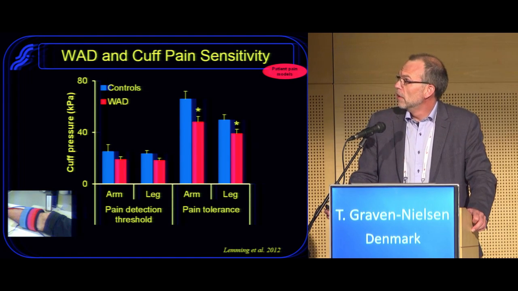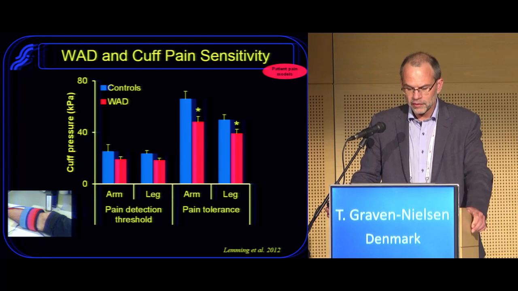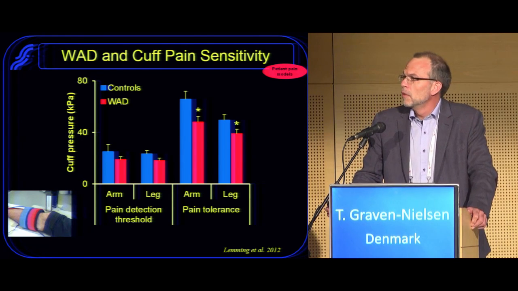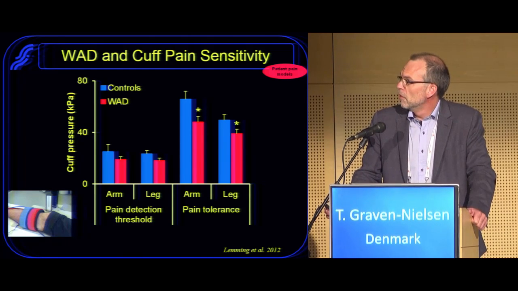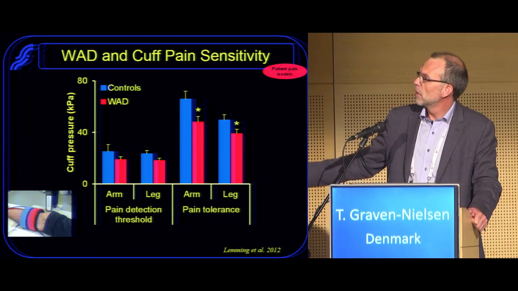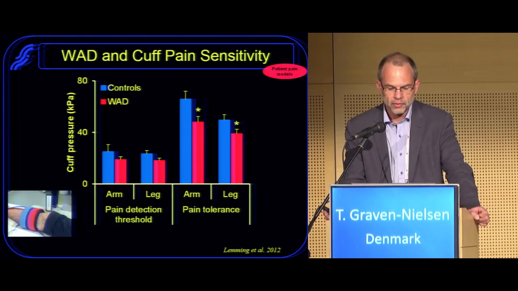Also in whiplash-associated disorder patients, we had similar findings. This is a study done together with Professor Gerdle in Linköping, where we evaluated these patients, exactly the same setup, and here again you can see that on both the arm and the leg we demonstrated reduced thresholds.